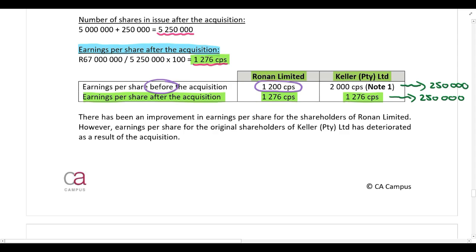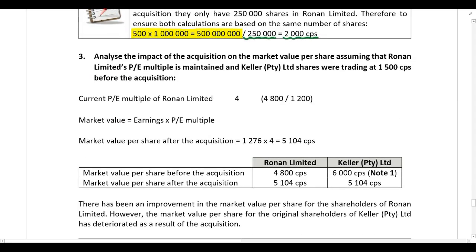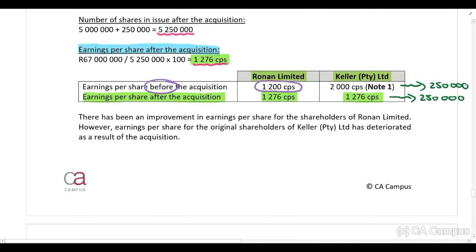250,000 shares. How do I know it's based on 250,000 shares? I took total earnings, I divided by 250,000 shares to get my answer. So now this is comparable, and we can now discuss this in more detail. So you can see there's been an improvement in earnings per share for the shareholders of Ronin Limited. However, earnings per share for the original shareholders of Keller Pty Limited has deteriorated as a result of the acquisition. You can see they are worse off as a result of the acquisition.